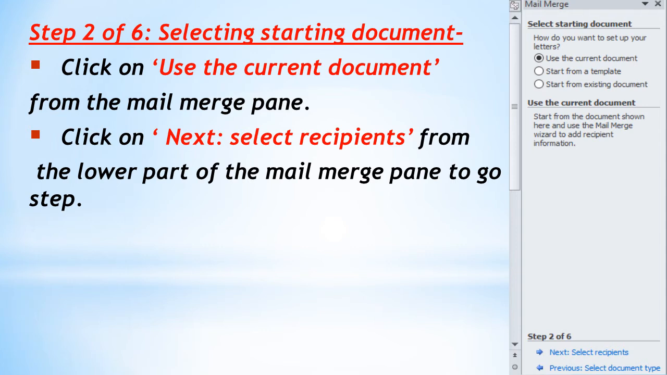Next, downward you have to click Next: Select recipients. What will it do? It will go to step number 3. Down from that Next you can see Previous: Select document. If you want to go back a step, that is, if you want to go to step number 1, you can click on that, Previous. Okay, now we are going to step number 3, right? So you need to click on Next: Select recipients.